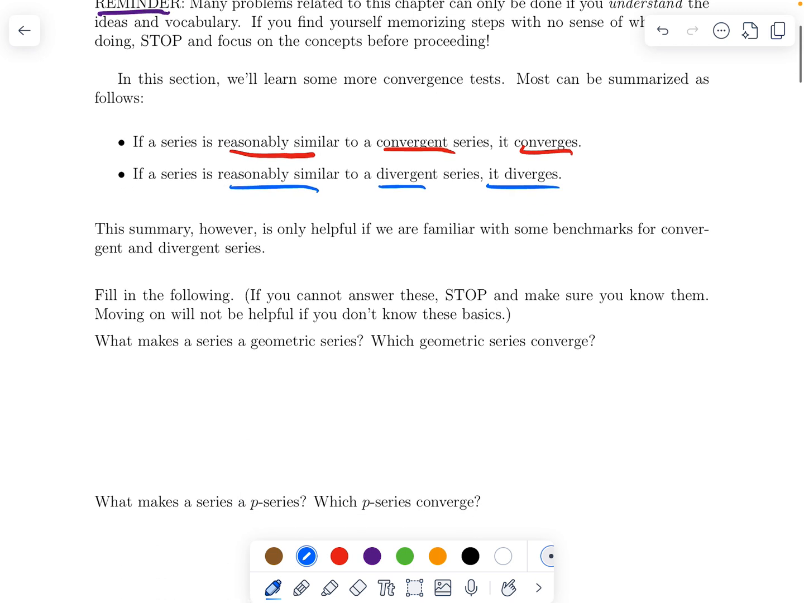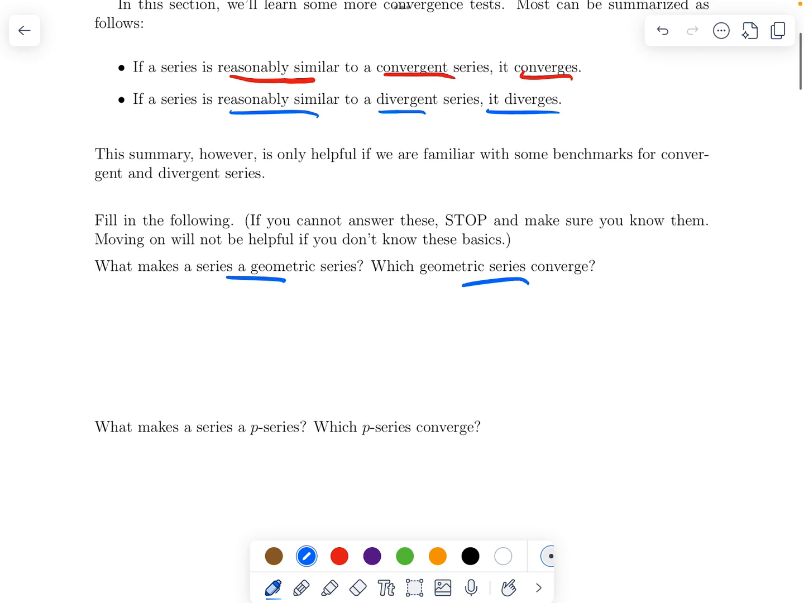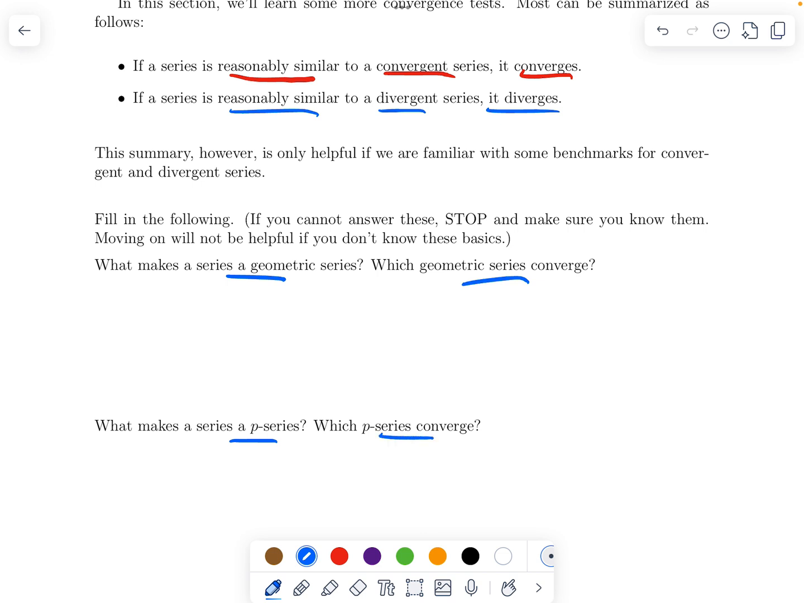So what I want you to do is pause and just answer these four questions. What makes a geometric series geometric? When does a geometric series converge? And similarly with p-series, what is a p-series and when does a p-series converge? Pause and answer those questions to the best of your ability. If you cannot answer them, you really need to make sure that you are learning this.